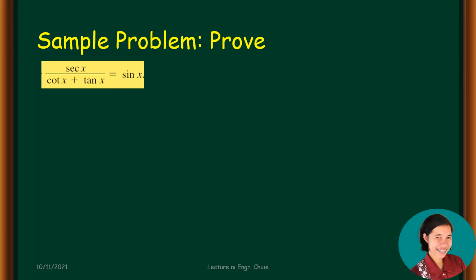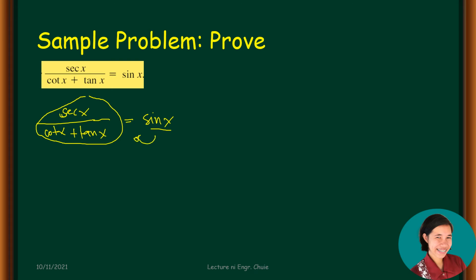So, you have here secant x over cotangent x plus tangent x is equal to sine x. So, in this example, medyo halata naman na medyo complicated yung ating left side compared sa right side. Kasi kung sa sine x lang, tapos yung goal natin is magiging ganito, medyo mahirapan tayo, matatagalan. So, let's try, yung ating uunahin is si left side. So, sa left side tayo, secant x over cotangent x plus tangent x na magiging sine x siya.